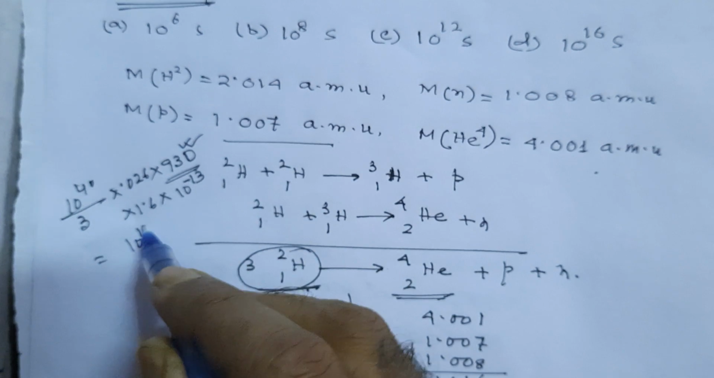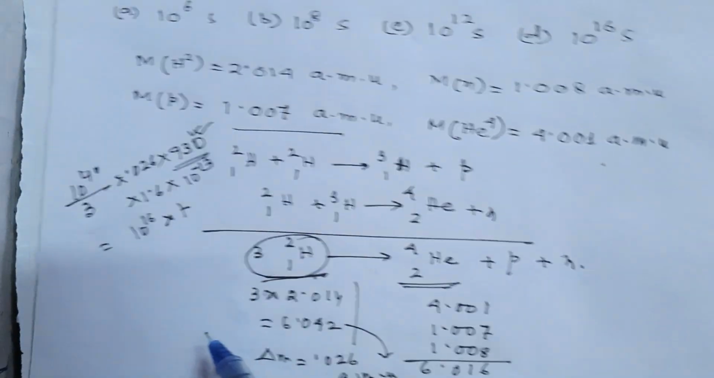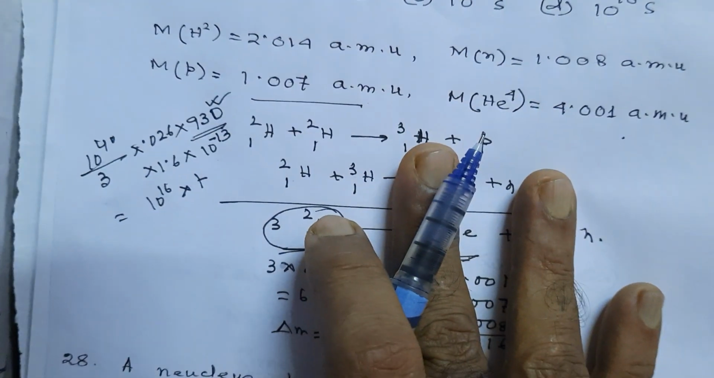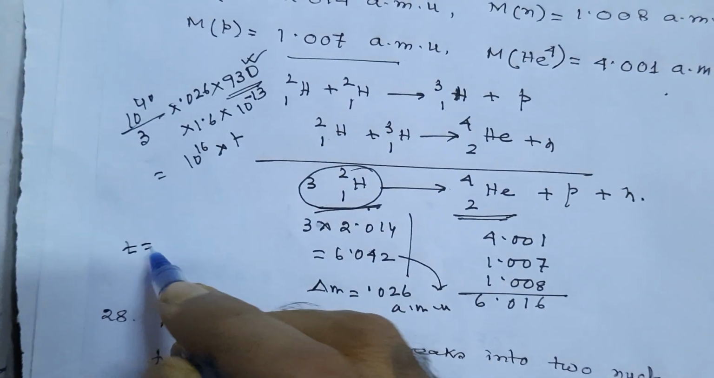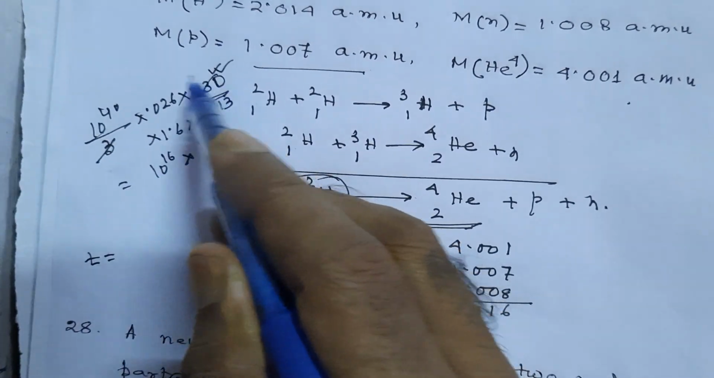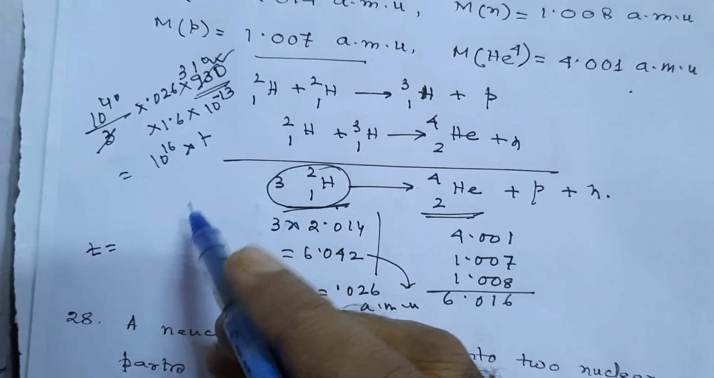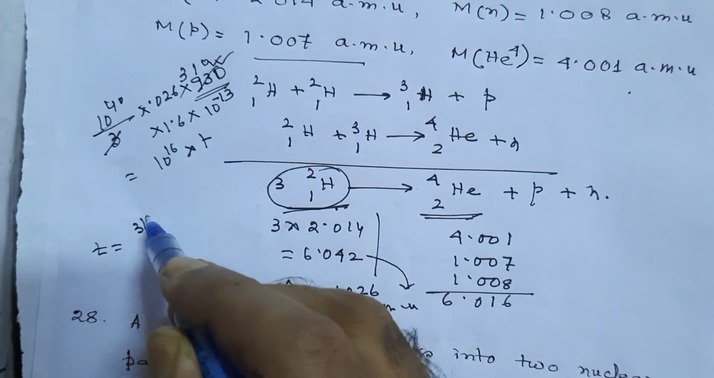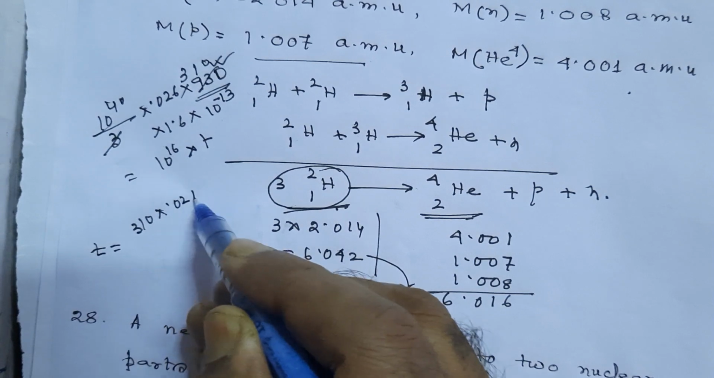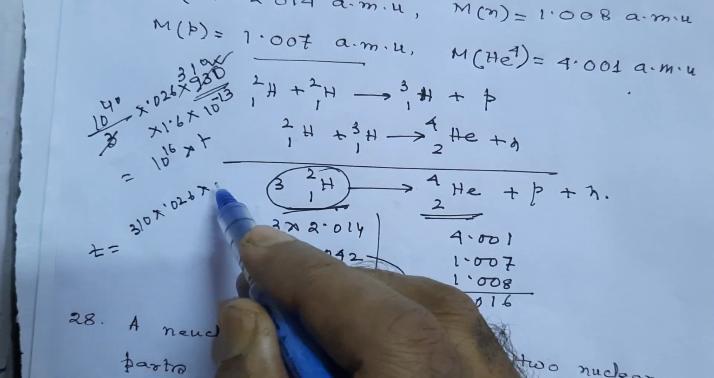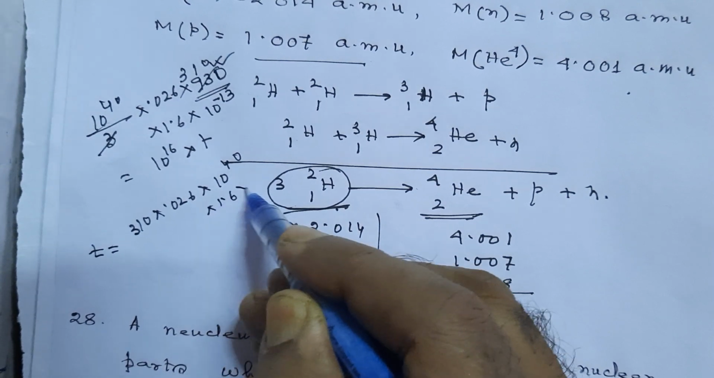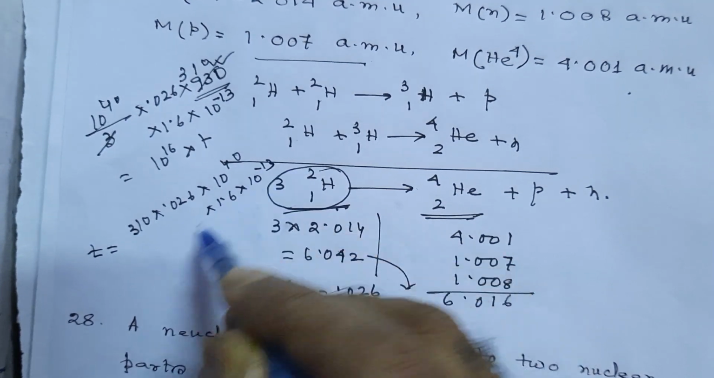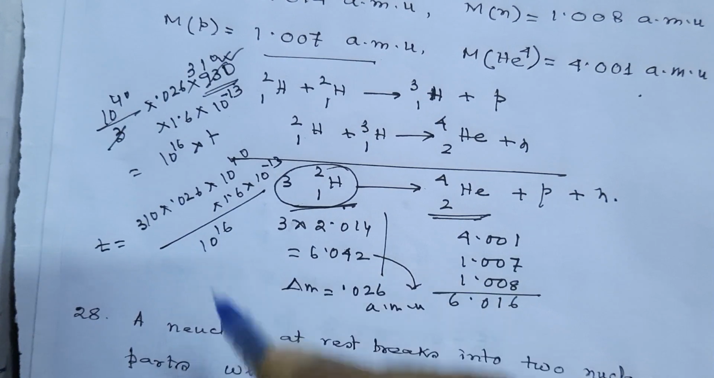So let it be 40 seconds. So we have to calculate T. What is the value of T now? T equals, now, 310 into 0.026 into 10 to the power 40 into 1.6 into 10 to the power minus 13 by 10 to the power 16.